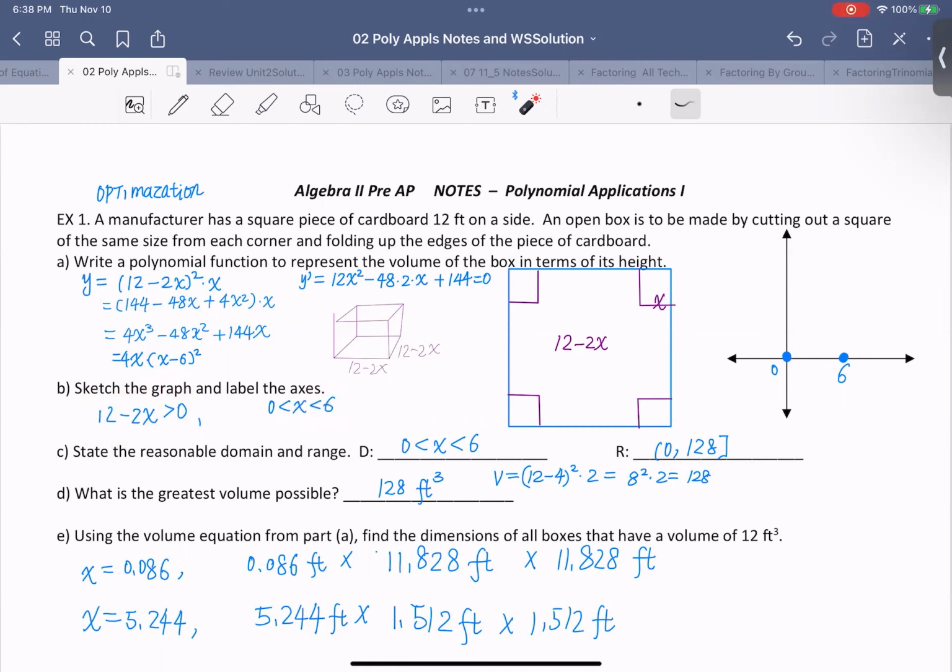Because when you cut 6 on this side and 6 on this side, basically you cut everything, right? This total is 12. You cut a 6 here and 6 here. So basically your box becomes 0. You have nothing left. So x couldn't equal 6, and x couldn't be negative either. So the restriction is x is within 0 and 6. So the domain is between 0 and 6.